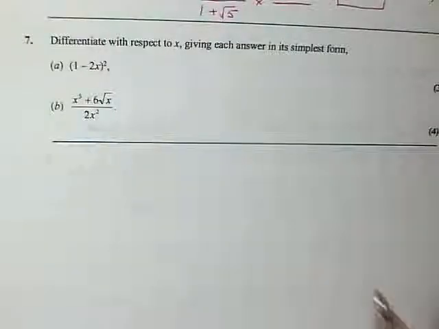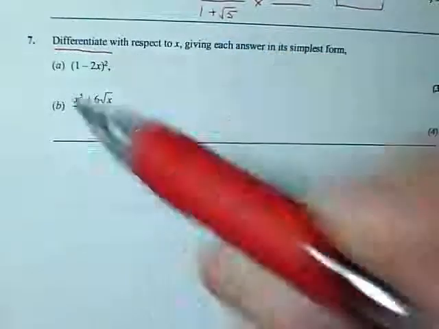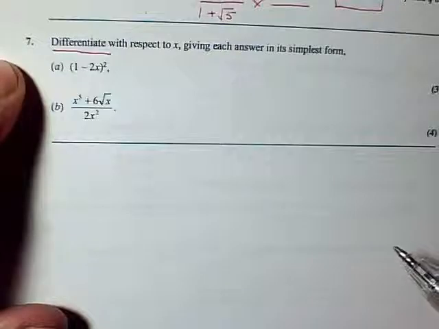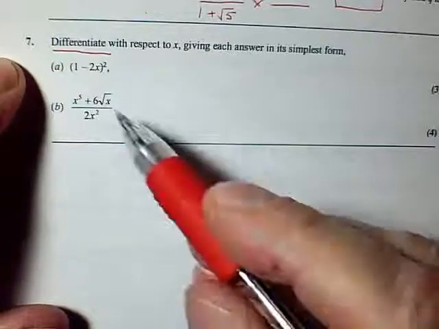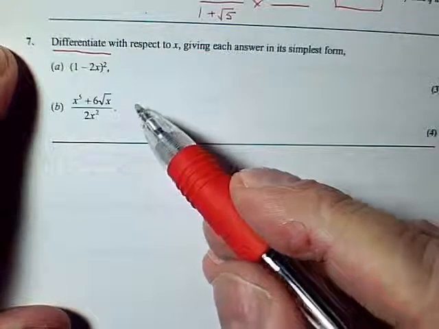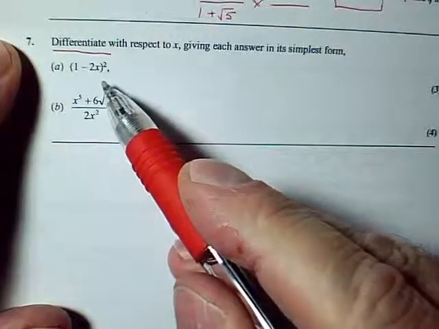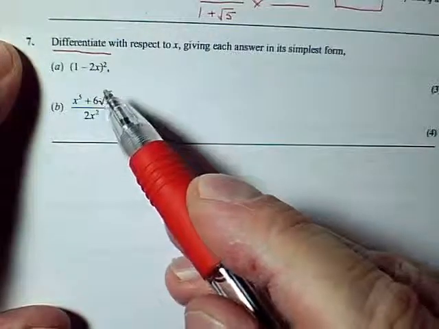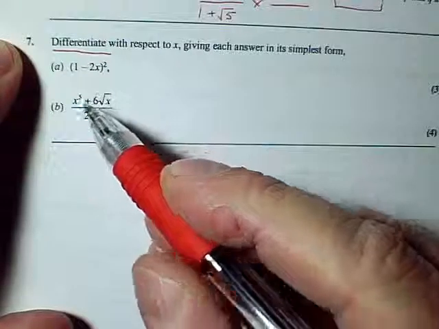Okay, this question 7 is just a differentiation question. So you need to use the correct rule for differentiation, but of course you need to get them ready to be differentiated first. So the first one, we've got a bracket squared, and you have to multiply this out properly with a grid.